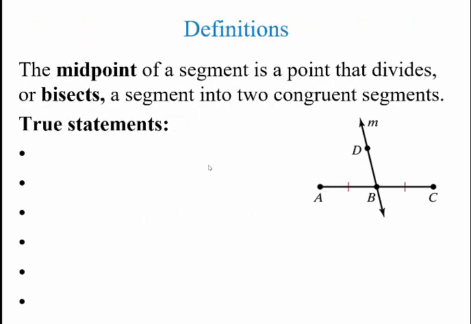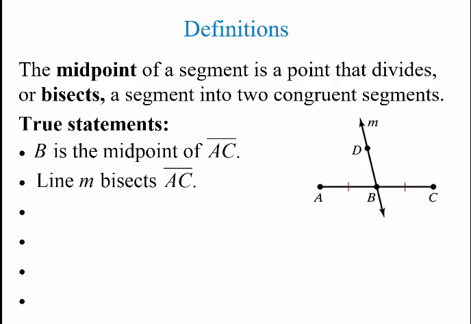All right, so let's do some definitions. The midpoint of a segment is a point that divides or bisects a segment into two congruent segments. So if you look here, we have some line M. This intersects the segment AC at point B. And when we see these dashes here, remember that means this and this are congruent, or equal distances. So it must follow then that we have the following two statements. B is the midpoint of that line segment AC.